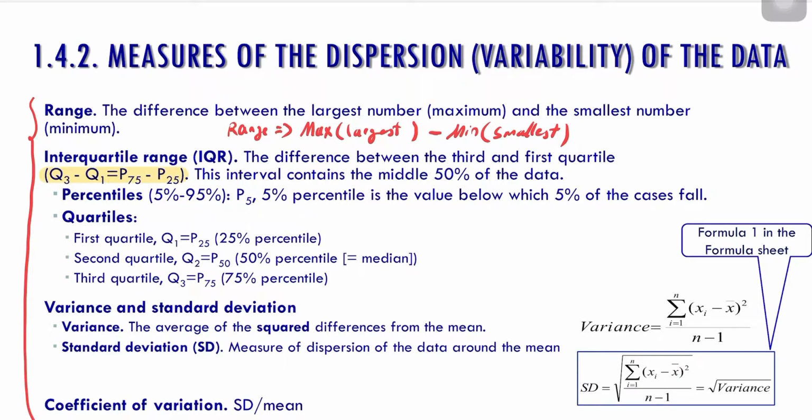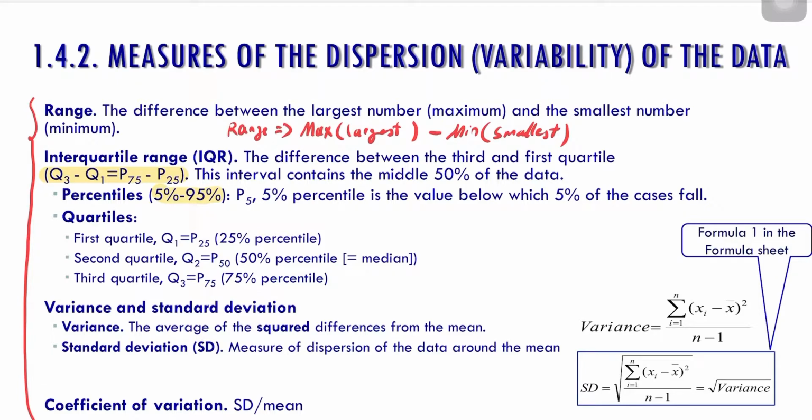And we have a percentile, which shows between the 5 to 95%. Okay, which can show for us the p-value or 5%. The 5% percentile shows the value below which 5% of the cases fall. These two are very important.